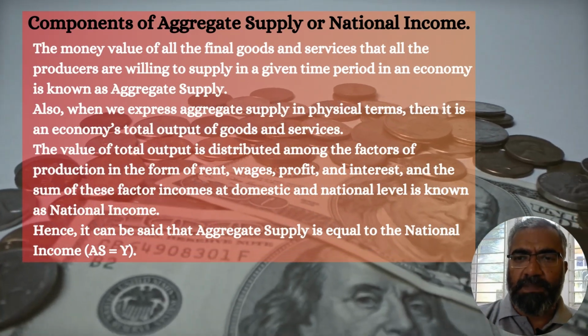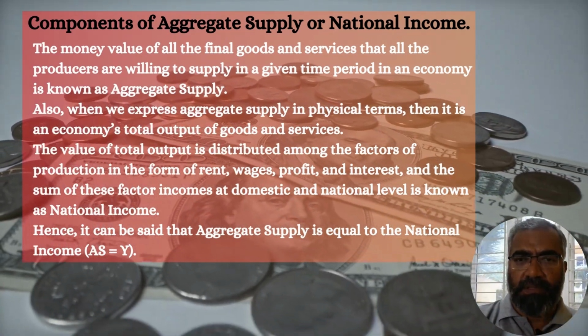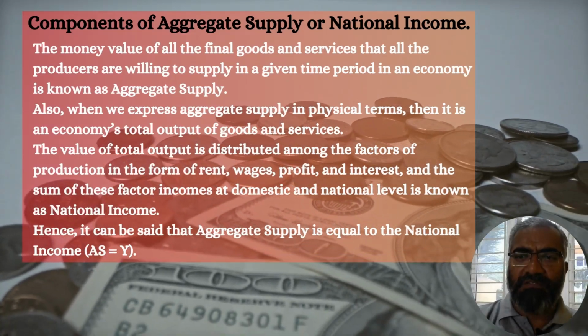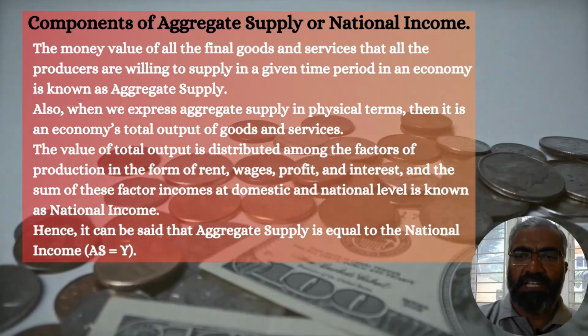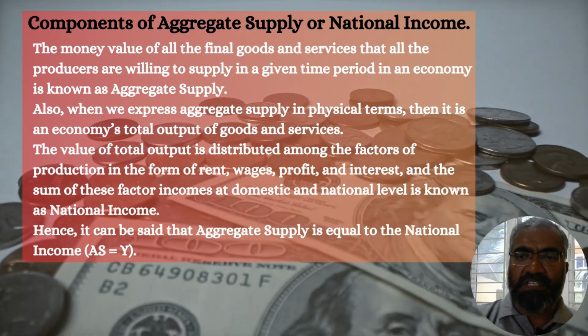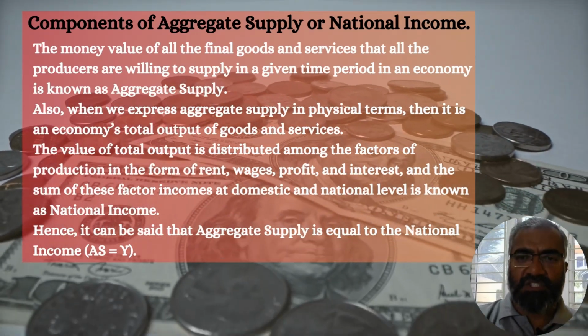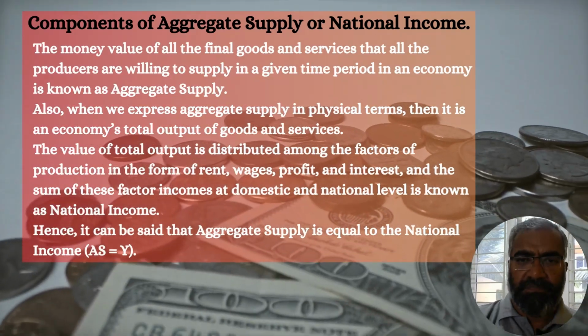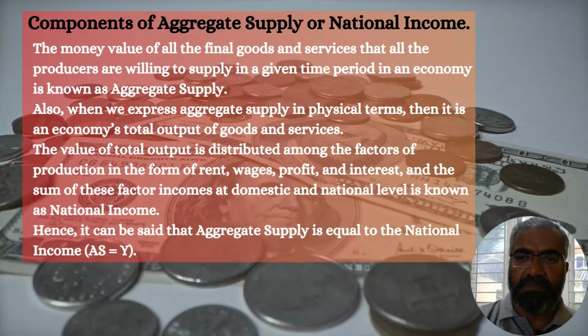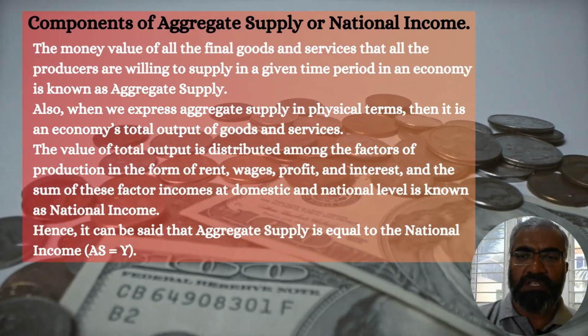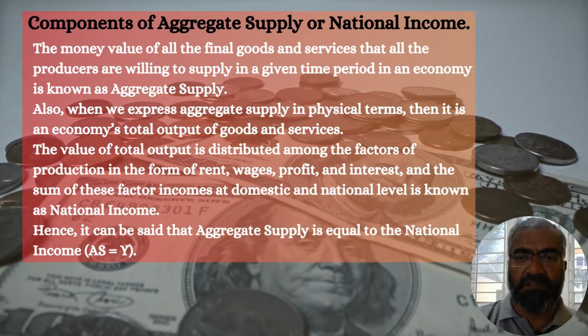Components of aggregate supply or national income. The money value of all the final goods and services that all the producers are willing to supply in a given time period in an economy is known as aggregate supply. Also, when we express aggregate supply in physical terms, then it is an economy's total output of goods and services.